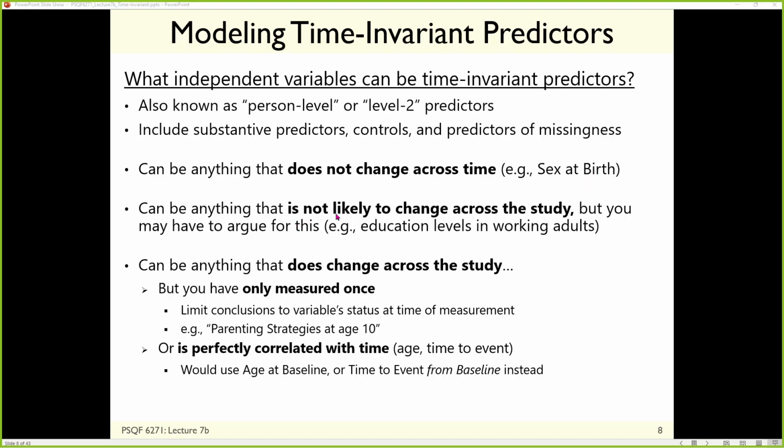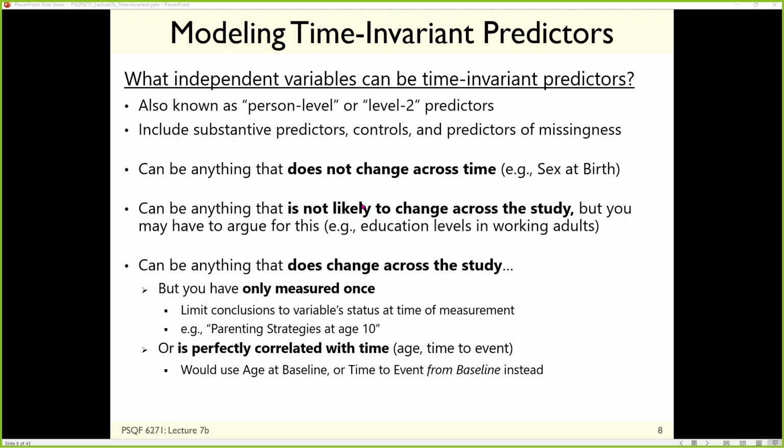It can be things that are not likely to change, but you might have to argue for this. So if you collect education levels in a study of working adults, there's not a lot of folks who would necessarily go back to school and change their education, but there are certainly some. And it can be things that do change across the study, but you've only measured it once. So then that's a potential limitation.